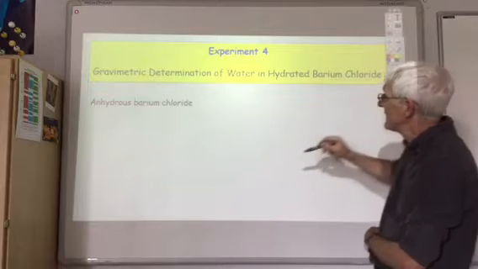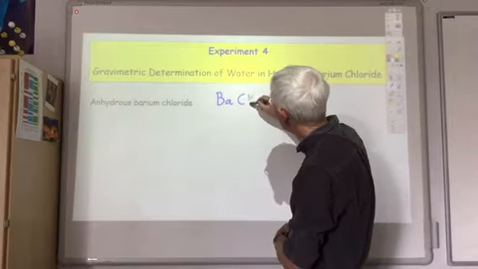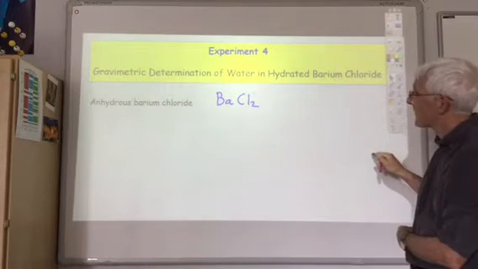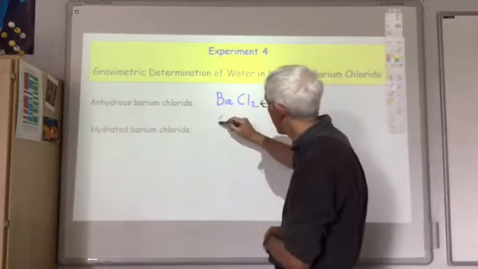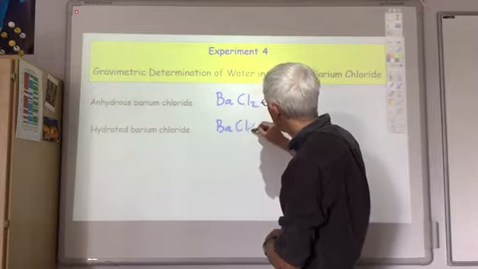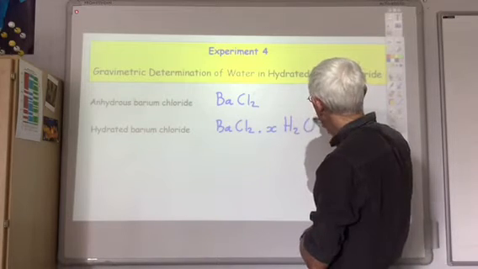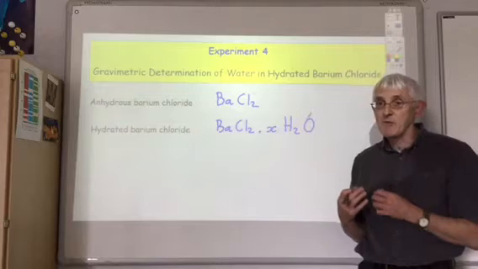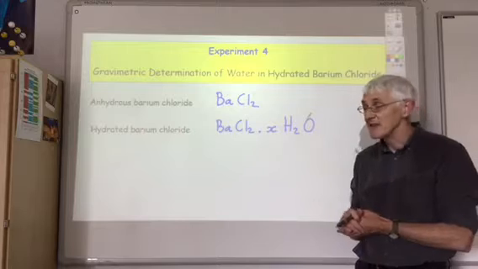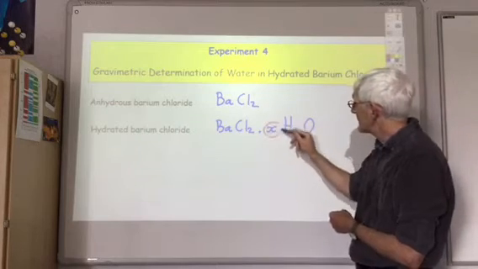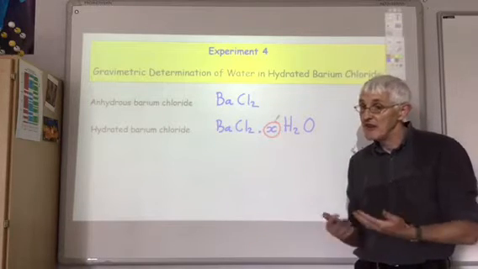Anhydrous barium chloride has a chemical formula BaCl2, whereas the hydrated barium chloride has a chemical formula BaCl2 and then X number of moles of water, H2O. So within every barium chloride unit there's a certain number of moles of water, and what you have to do in this experiment is work out the value of X. Is it 1 mole of water for every mole of barium chloride, 2 moles of water, 3, 4, 5, 6?